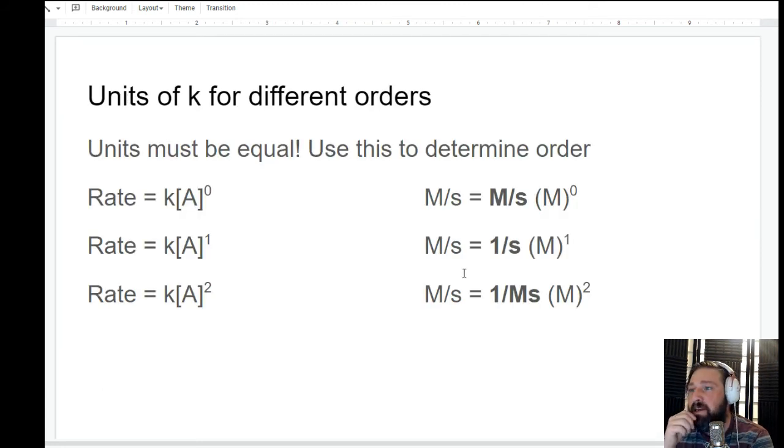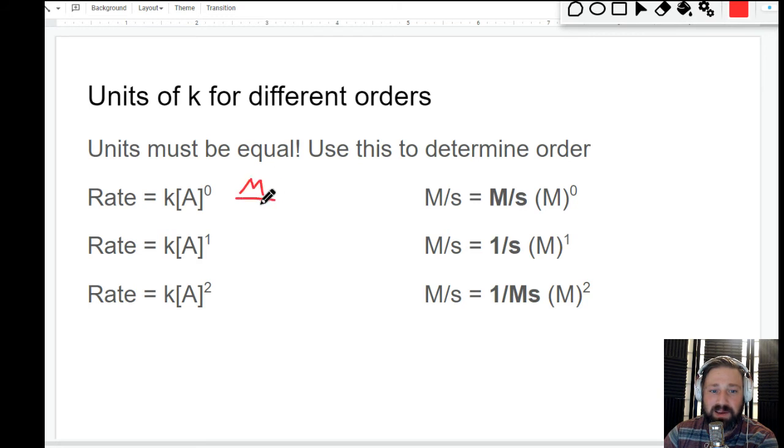All right. Next thing is different units of K for different orders. Units must equal out dimensional analysis, right? So we know that rate is always going to be molarity over seconds. So that means that the K is actually going to change things around a little bit, right? What units will K have in a 0th order reaction? So if it's a 0th order reaction, molarity to the 0th power is just 1. There's no units left. So that means the units of K has to be molar per second to make sure that these are equal.